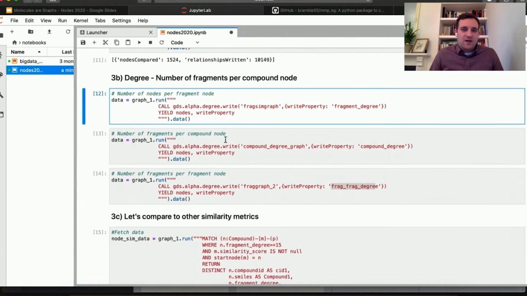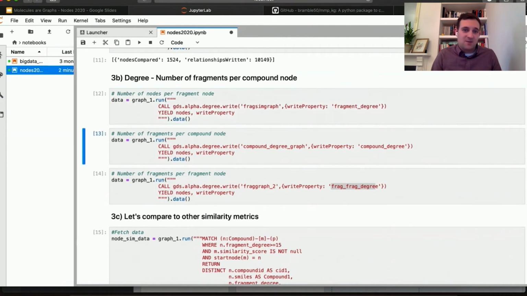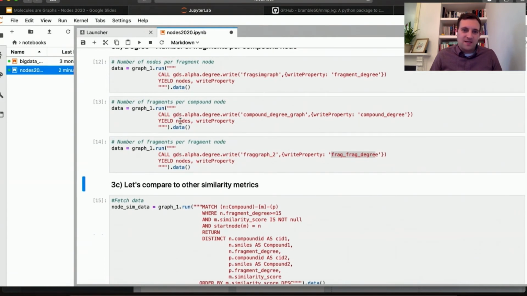In order to work out how many fragments a molecule has got, so we can divide it up, we're going to look at the degree. This is where the degree comes in. We want to look at where a compound has a large number of fragments and then compare the similarity of those fragments between the molecules. So we're going to calculate the number of nodes connected per fragment node, the number of fragments connected per compound node, and the number of fragments connected per fragment node. And on each of these we're using the alpha algorithm, degree.